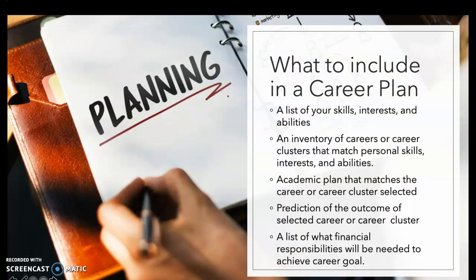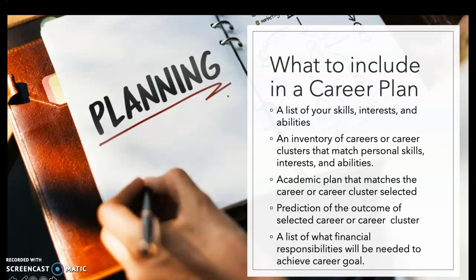So, what do I need to include in my career plan, Miss Lively? Well, here you go. First, you need a list of your skills, interests, and abilities. These are things that we've been talking about all year of getting to know you, what you like to do, and basically your talents. Next, you need an inventory of careers or career clusters that match personal skills, interests, and abilities. Those you get through various transition assessments that we have been through.